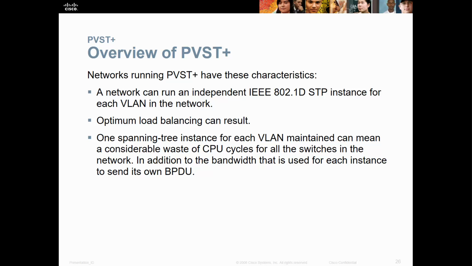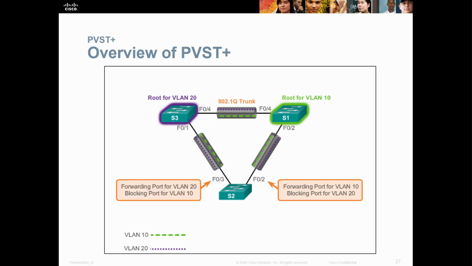Again, PVST normally has very specific characteristics. It's optimized for load balancing. One spanning tree instance for each VLAN is maintained. This does mean a considerable waste of CPU cycles for all the switches in the network, in addition to the bandwidth for each of the BPDUs. We may have 3 VLANs, so we're actually going to be doing 3 root bridges for all the different VLANs.